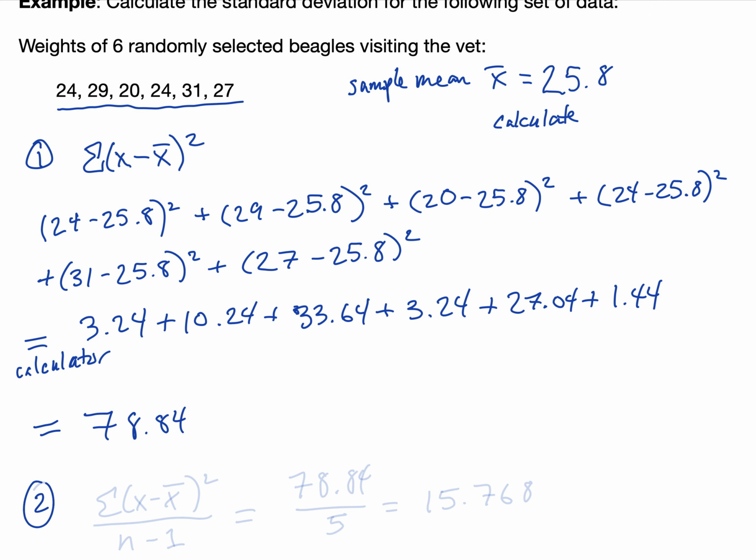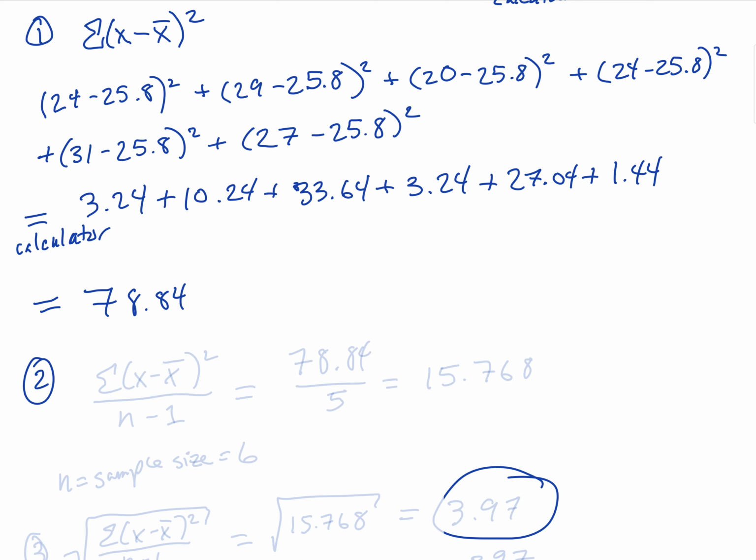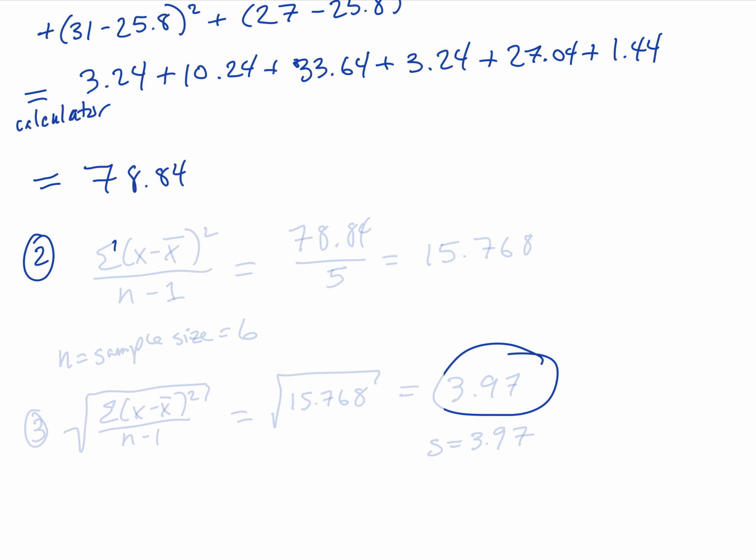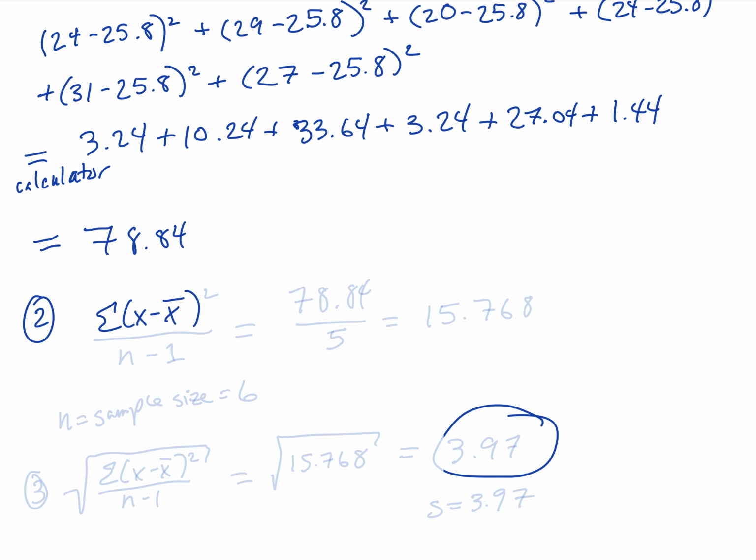So you can then find this value divided by n minus 1. So the sum of the squared differences divided by n minus 1. And remember, n is the sample size, and in our case, the sample size is 6. So the sum of the squared differences divided by the sample size minus 1 is 78.84 divided by 6 minus 1, divided by 5. And so in our case, that's 15.768.